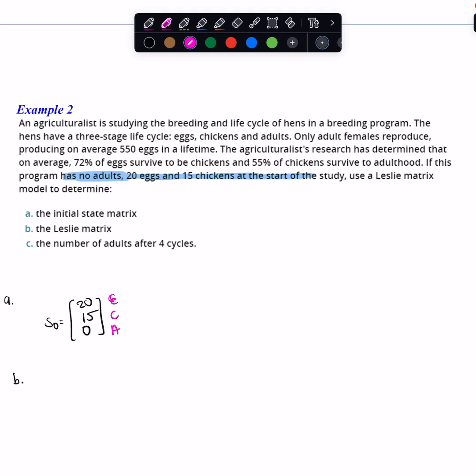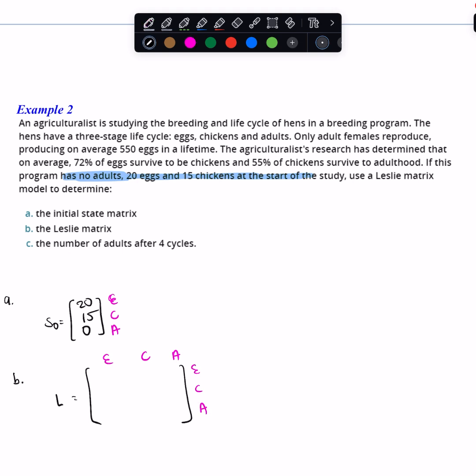All right, now what is my Leslie matrix? What will be the order of this Leslie matrix? I've got 3 stages in the life cycle: eggs, chicken, and adults. So that's what is going to be my order, 3 by 3. Okay, and eggs, chicken, and adults. Now, what do we write?